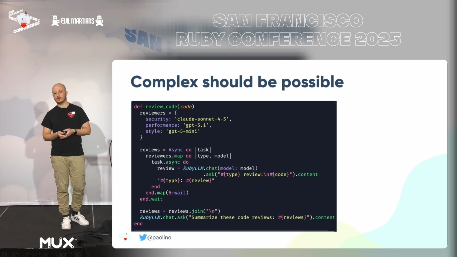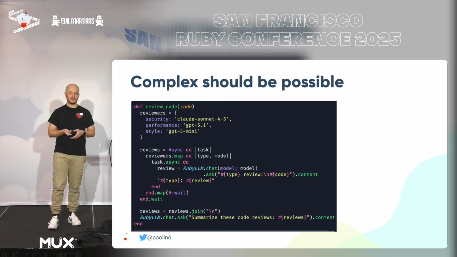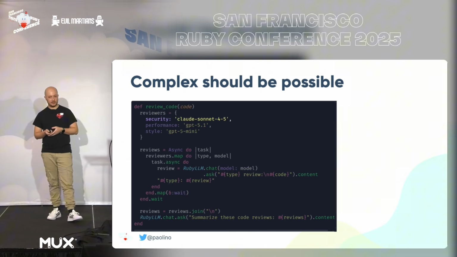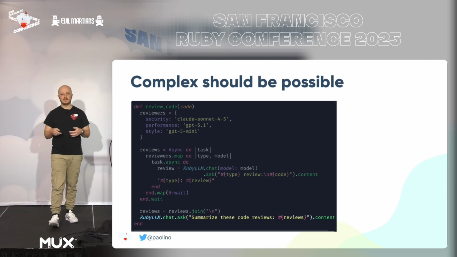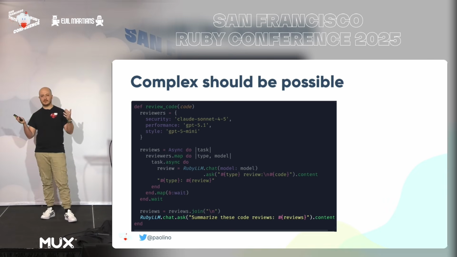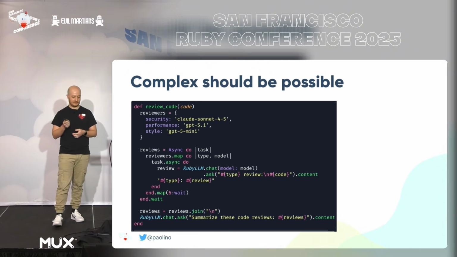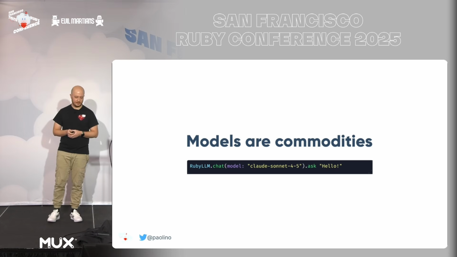Complex should also be possible, though. We don't want to miss out on complex features like multi-agent systems, for example. This is actually 20 lines of code, which have 4 agents. They are a security reviewing agent, a performance reviewing agent, and a style reviewing agent. They're all running asynchronously, as you can see here. And then the last agent takes all of these code reviews and summarizes them. That's it.